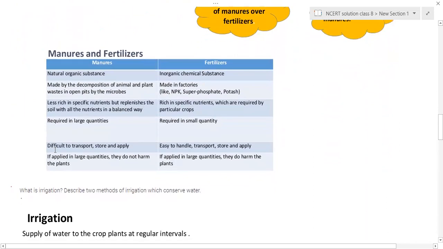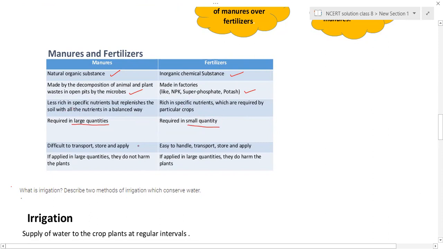The fifth question is asking you to differentiate between manure and fertilizer, which is also presented as a table in NCERT. You can always write the answer in a tabulated manner. Manures are organic substances, fertilizers are inorganic substances. Manures are made with the help of microbes and fertilizers are made in factories. Nutrients are not in plenty, not nutrient specific, in manures, but fertilizers are nutrient specific. Thus, manures are needed in large quantities, but fertilizers are needed in small quantities.